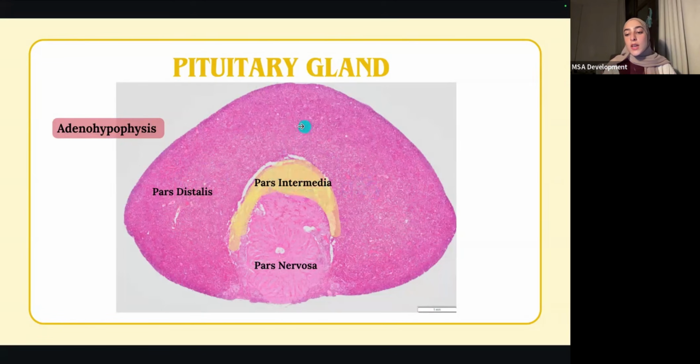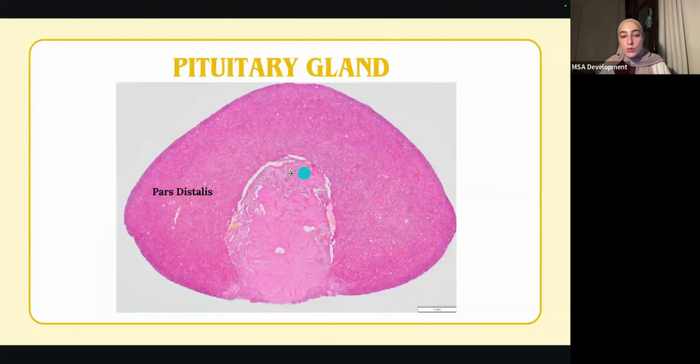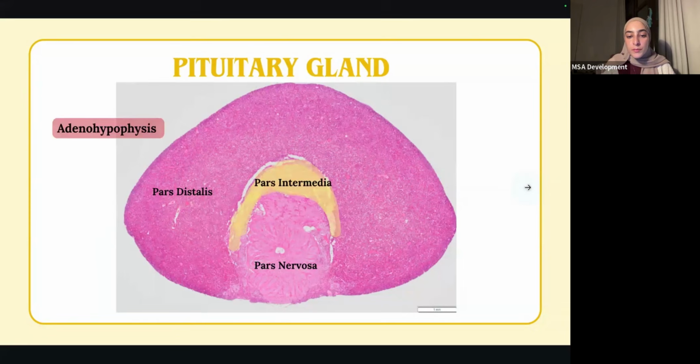The intermedia is just separating the anterior from the posterior pituitary. Nothing very specific about it. Just know it's in the middle, and you can kind of see how it separates them, and it's kind of distinct. For the pars nervosa, it's lighter because it has axons and it's more neural, okay?